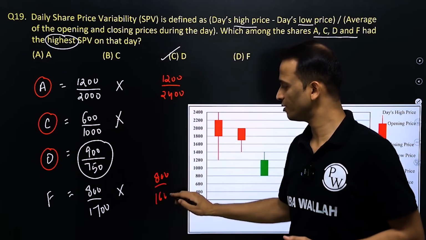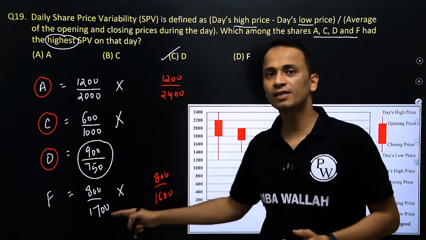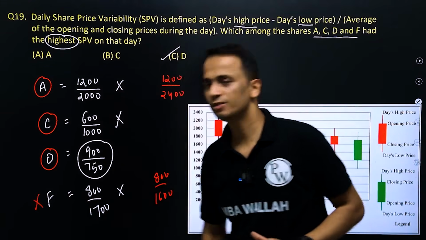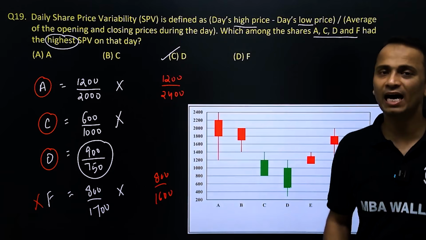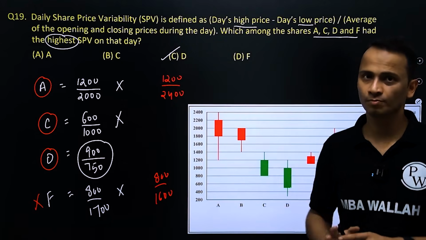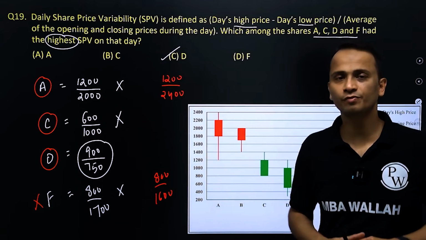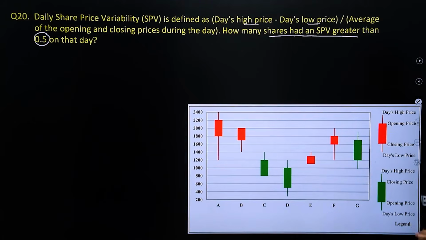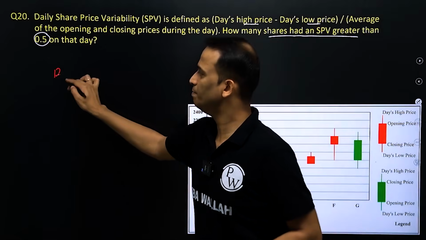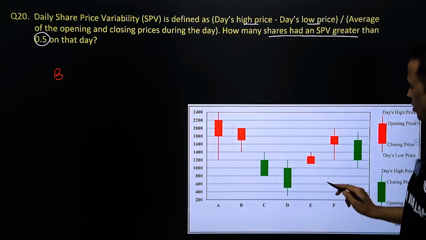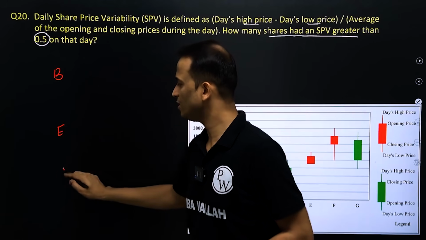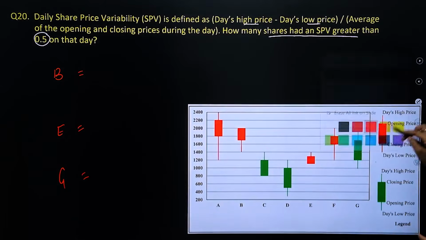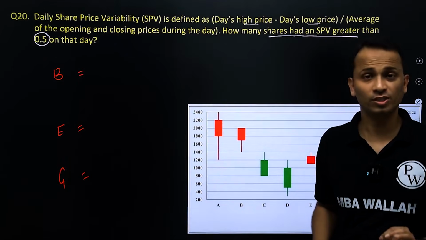800 upon 1600 is exactly half. Denominator is increased, so the value will decrease. Not taken. So A, C and D, I have taken these 3 shares out of the 4. So 3 shares have SPV greater than 0.5 among A, C, D, F. Now I've already studied A, C, D, F. Now I'll be studying B, E and G, C and D being gone. I'll be studying SPV of these 3 shares and that's it. I'll get the answer. Such an easy question this one is once again.